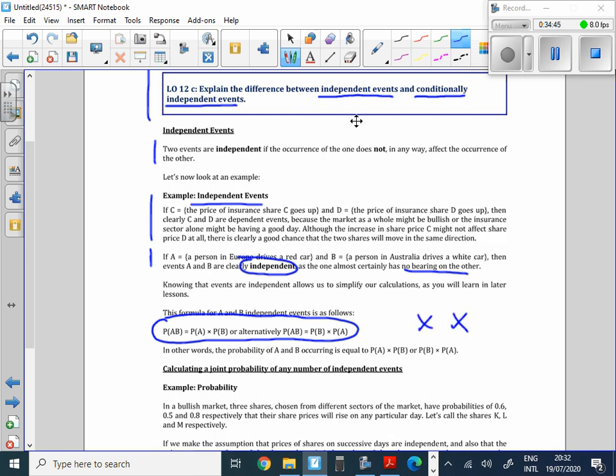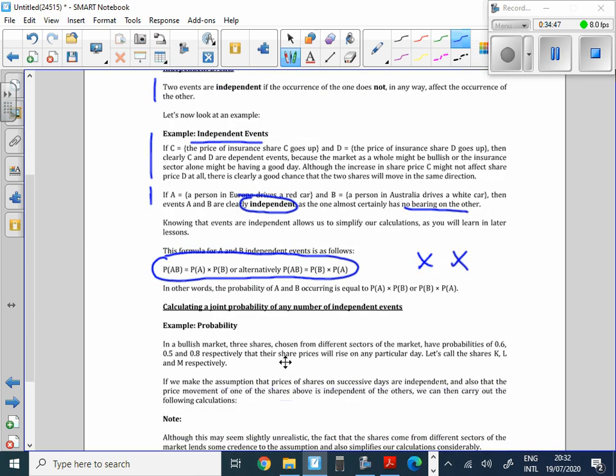It's a times. Let's have a look over here as I move down. Remember, it's just a times. Why is it just a times? Because they are not linked to each other. They are not dependent on each other. I don't have to say, if this happens, then that happens. They are completely independent of each other. So I just multiply their probabilities of occurring.